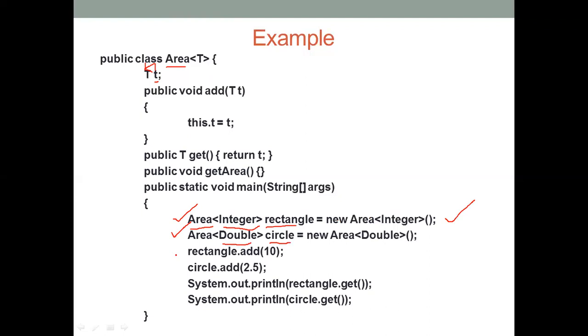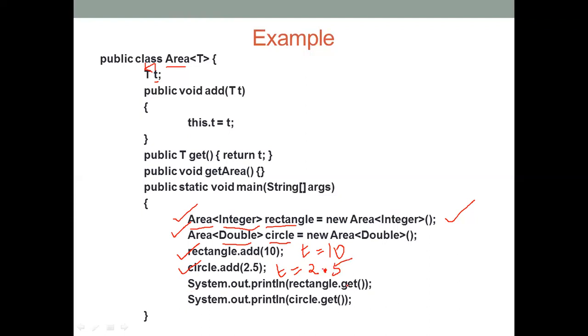Now I am invoking the add method for the rectangle object. I say rectangle.add(10), which means for rectangle T is 10. Then I say circle.add(2.5). That means for the object circle T is 2.5. I have not created two different classes. I am using the same generic class only. This is the point to be noted.